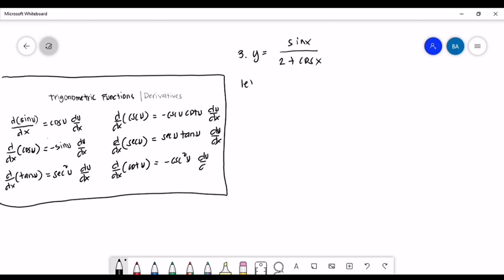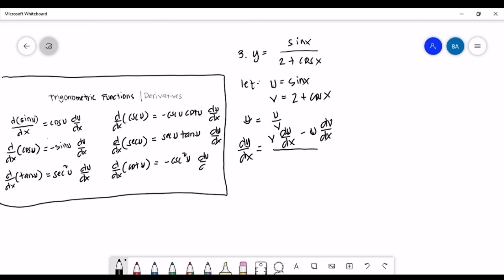let u is equal to sine x, we'll let v is equal to 2 plus cosine x. At this point, we could be able to rewrite our equation y is equal to u over v. And we know that if we differentiate this one, this is equal to v du dx minus u dv dx divided by the square of our denominator.